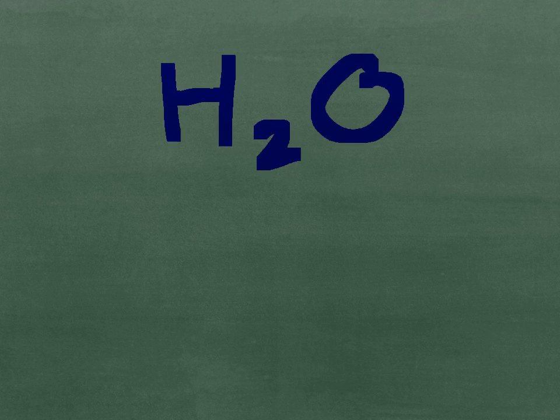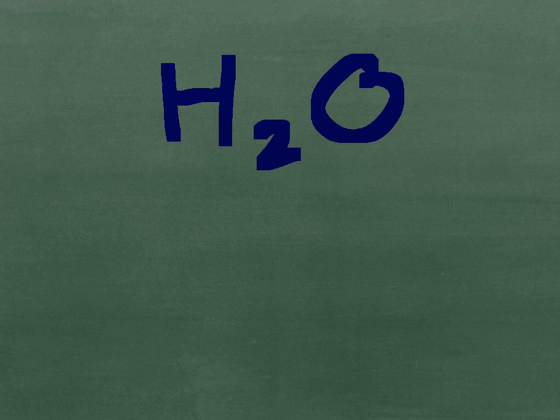So we're going to start with a very simple molecule, what we all know as H2O. If we had H2O here, and we wanted to see what kind of bonds it would form, single bonds, double bonds, triple bonds, we first need to determine one very important thing, and that is what we call the central atom.